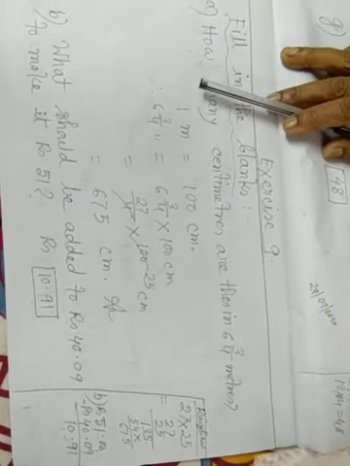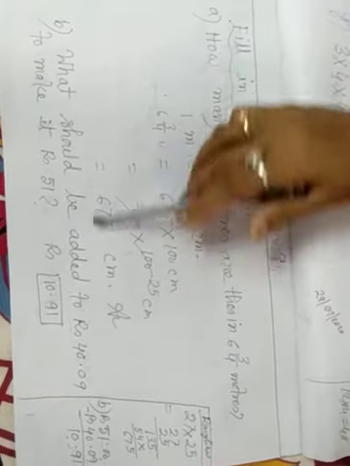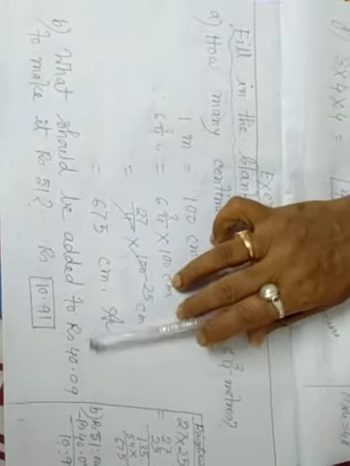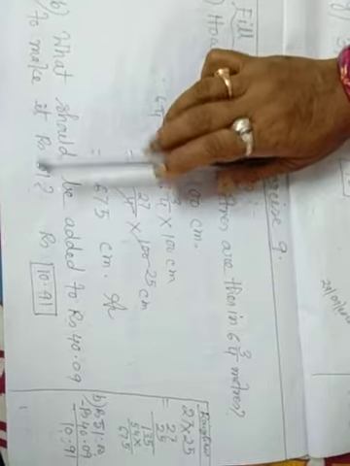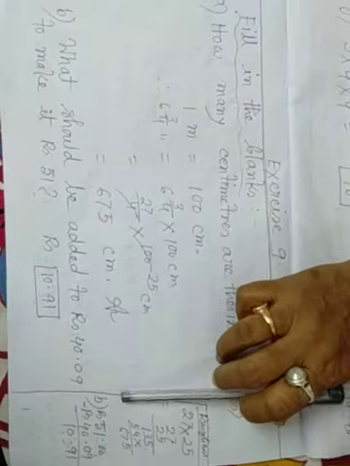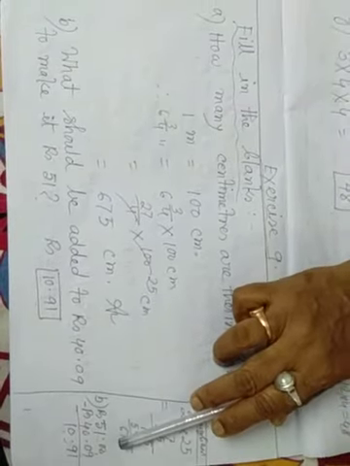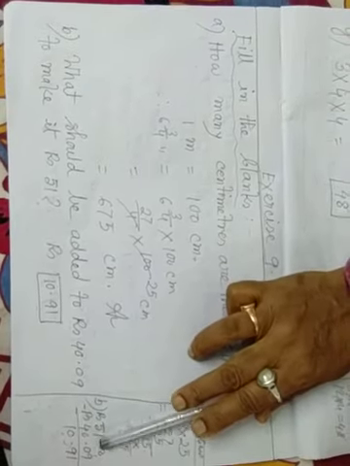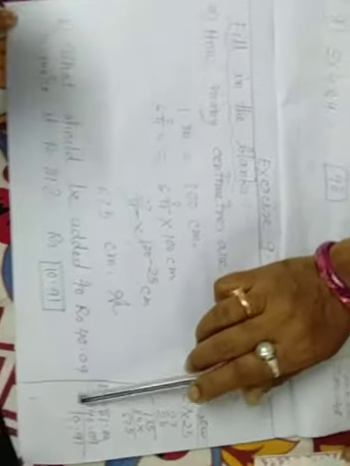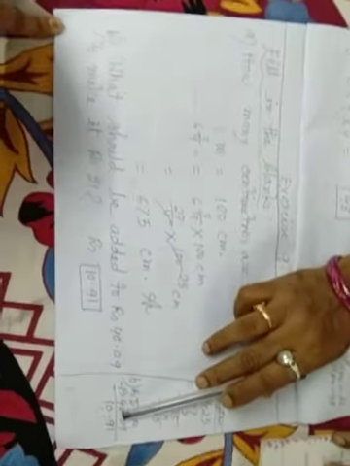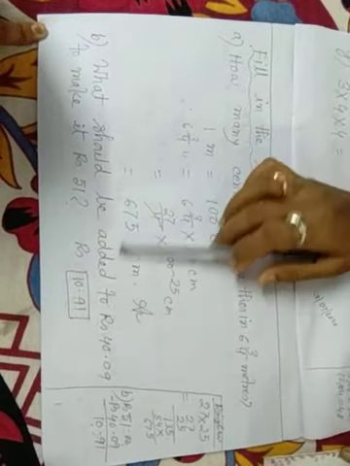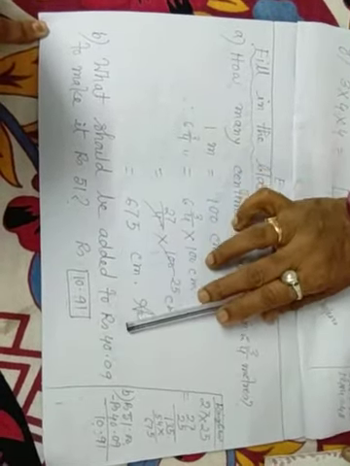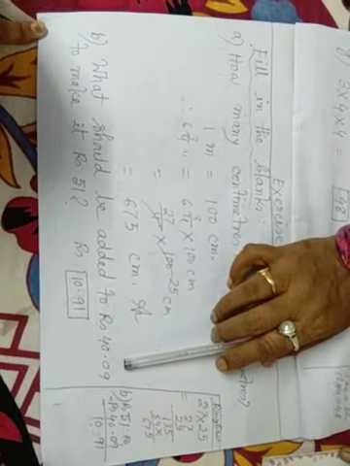Okay. Number B. What should be added to rupees 40.09 to make it rupees 51? So in this math, rupees 51 minus rupees 40.09. If you subtract these, you get rupees 10.91. So rupees 10.91 is added to rupees 40.09 to make it 51. Okay.